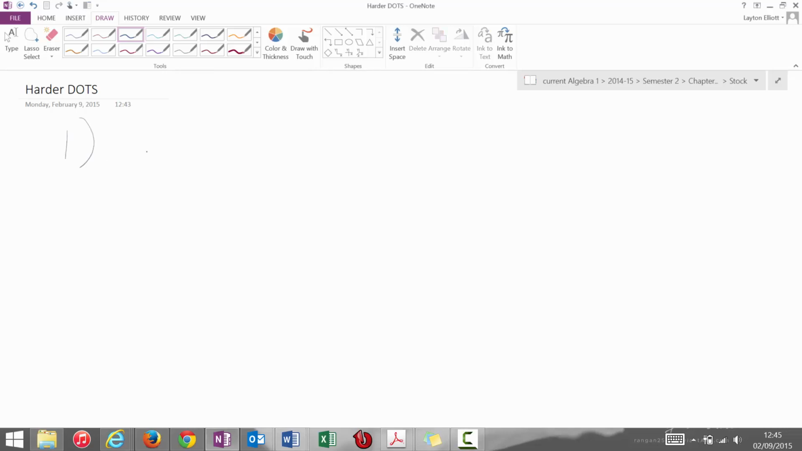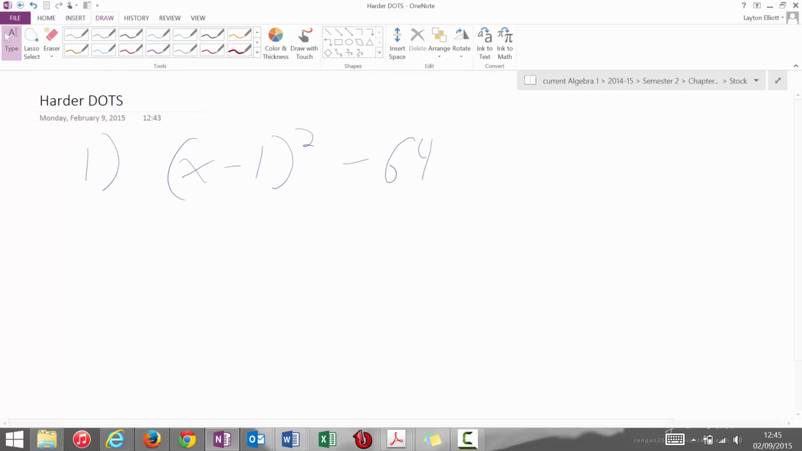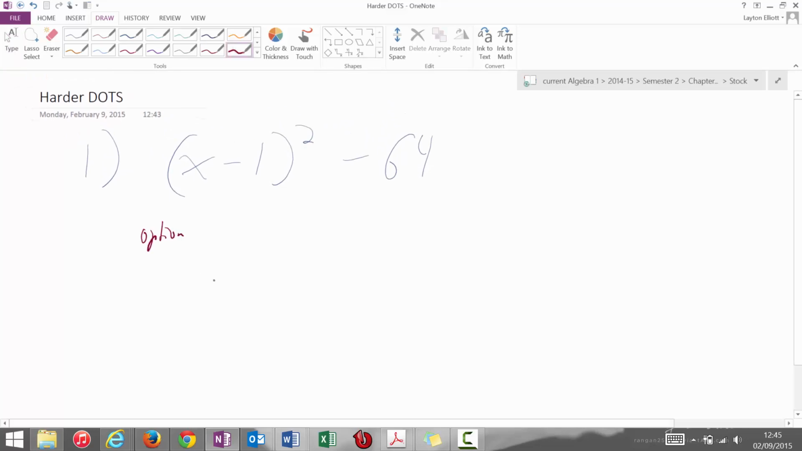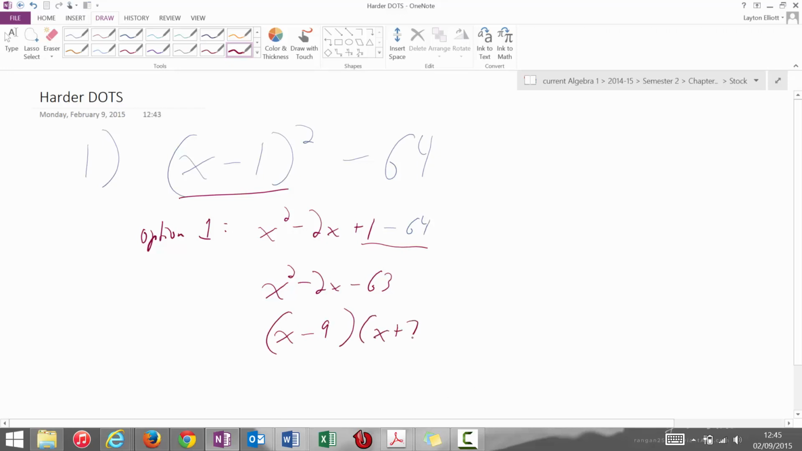We're going to start off with a problem like this, (x − 1)² − 64. Now, there are two ways you can do this problem, but one of them is a very easy way. Option 1 is I take this and I FOIL it out to x² − 2x + 1, keeping the −64. Then I simplify what I have, x² − 2x, this would add to −63, and then refactor that: (x − 9)(x + 7). And that would be a factored form.